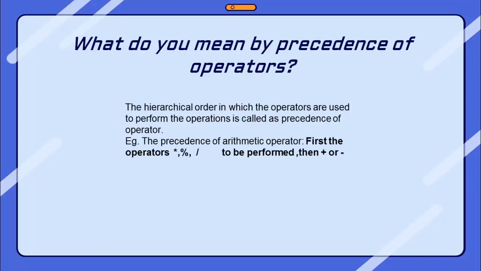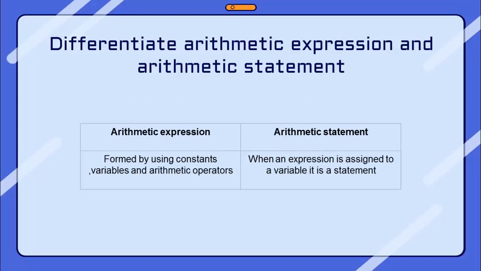What do you mean by precedence of operator? The hierarchical order in which the operators are used to perform the operations is called precedence of operator. Differentiate arithmetic expression and arithmetic statement. An arithmetic expression is formed by using constants and variables with arithmetic operators. When an expression is assigned to a variable, it is an arithmetic statement.